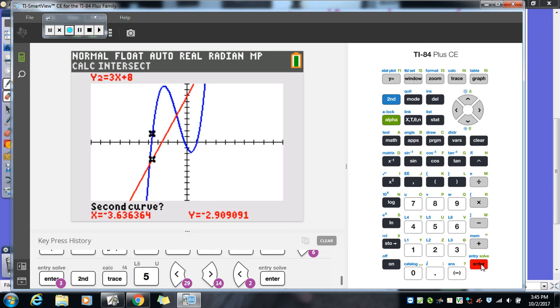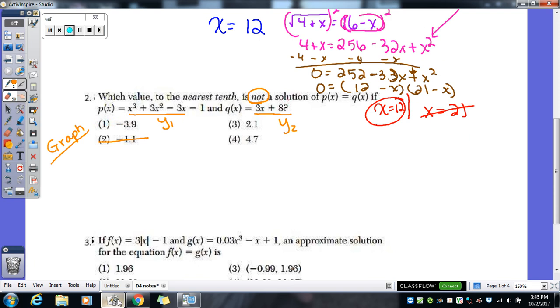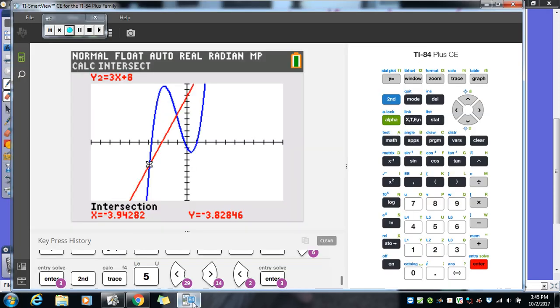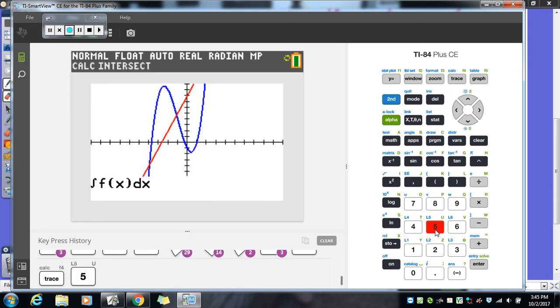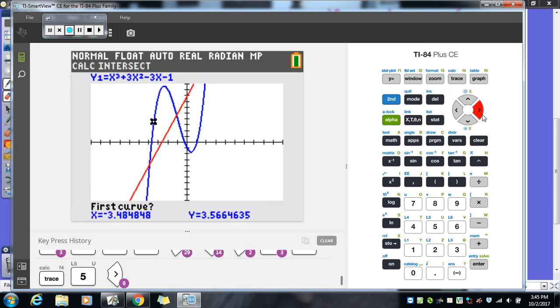Okay, so I hit enter. It goes on the red line. Hit enter again. So negative 3.9, which is that one. So now we just have to find the other one. As I said, we know it's going to be up here somewhere. So I'm going to do my trace, choice 5. I'm just going to hit the right arrow a lot so I can get over to the other side there.